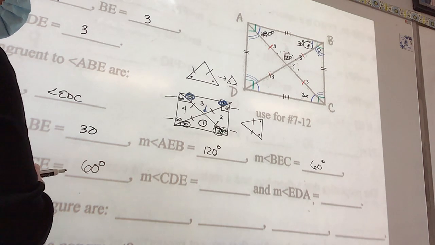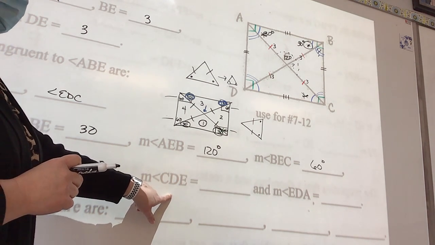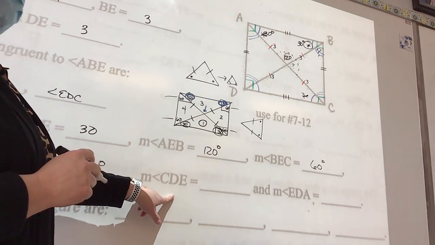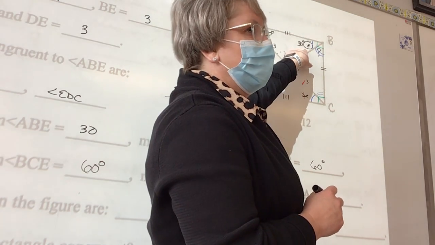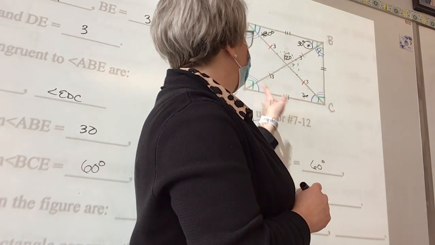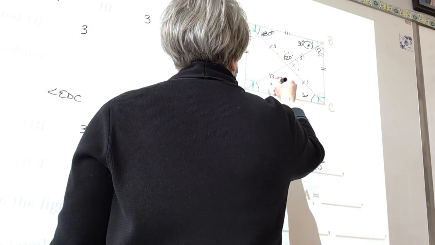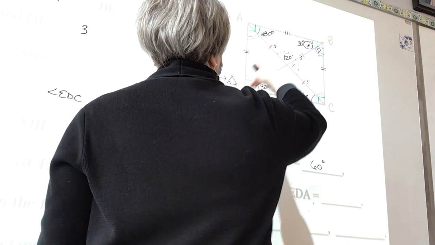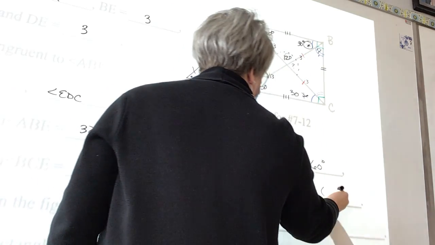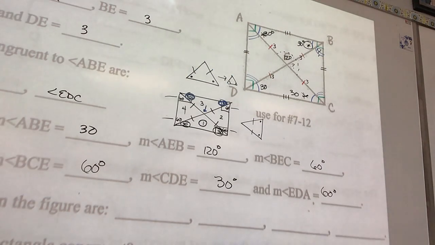Where are we? CDE. If this one's 30, then this one's 30. What are these two bottom ones? You got it. 30. E, D, A, 60. Nice. And I think we answered it, didn't we?